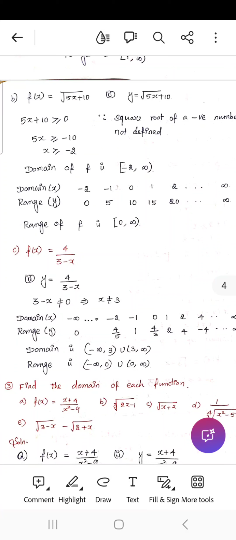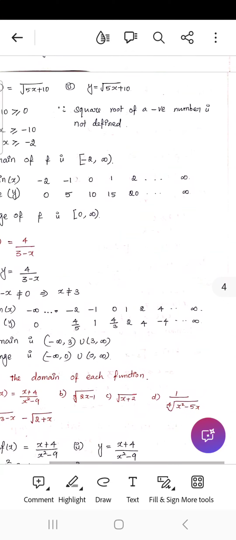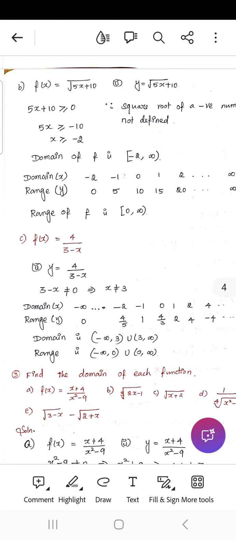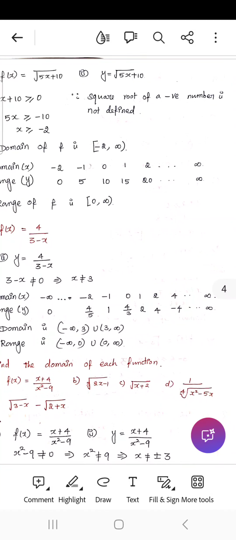Here the denominator should not be equal to 0, that is 3 minus x not equal to 0, which implies x not equal to 3. The domain of x is all real values of x except x equal to 3, that is minus infinity, minus 2, minus 1, 0, 1, 2, 4, etc. infinity. Range of y: substituting these domain values in the given f of x equal to 4 by 3 minus x, we get the values for y.